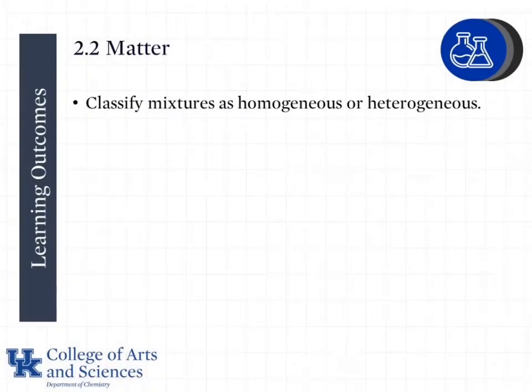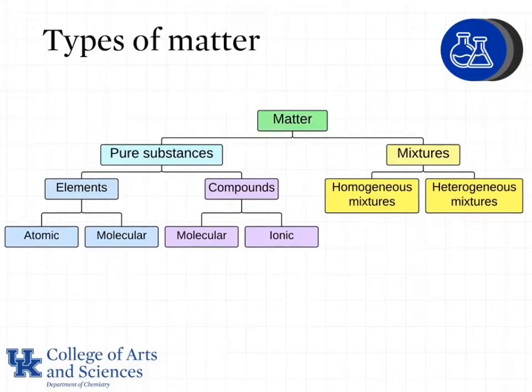In this lesson, we're going to look at mixtures and learn how to classify them as homogeneous or heterogeneous. So we're going to go back to our diagram of the types of matter. In the previous lesson, we looked at pure substances. In this lesson, we're going to look at mixtures.